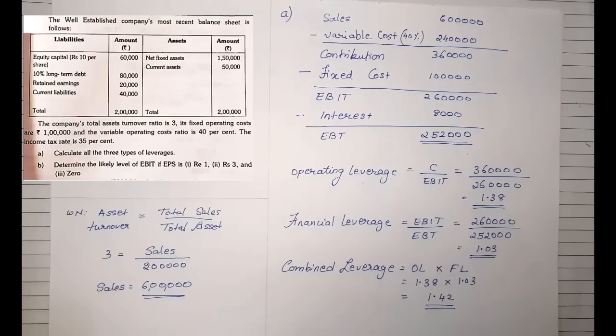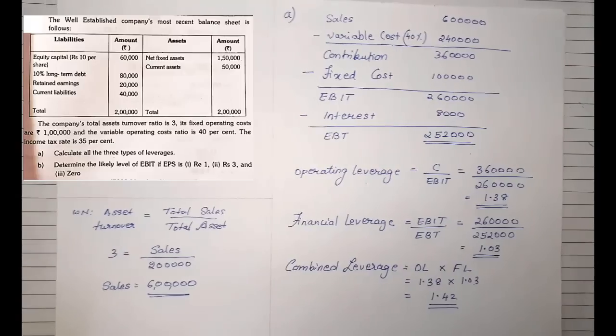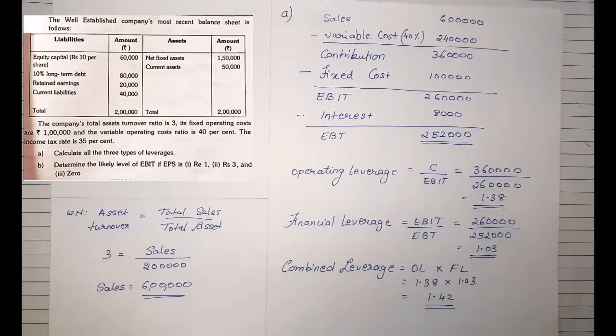They are asking us to find EBIT when EPS is given to us. Under that also, they are giving you three different cases for EPS. One, when EPS is 1. Second, when EPS is rupees 3. And the third, when the EPS is 0. So now let us see how to solve that sum.